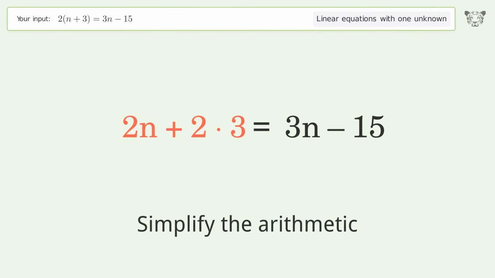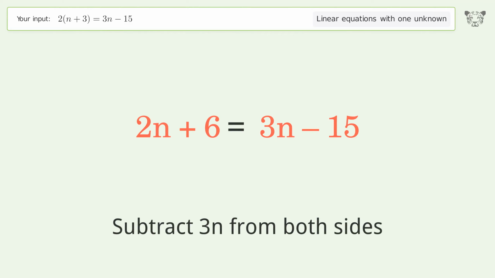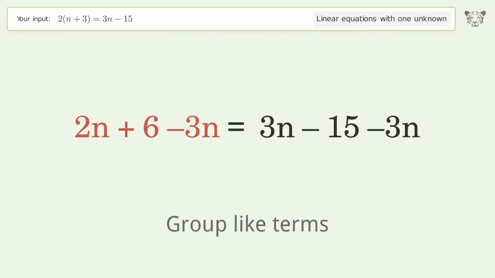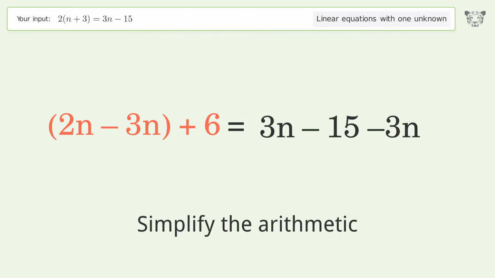Simplify the arithmetic. Group all n terms on the left side of the equation. Subtract 3n from both sides. Group like terms. Simplify the arithmetic.